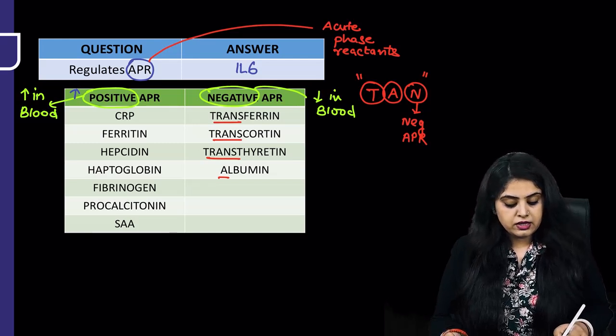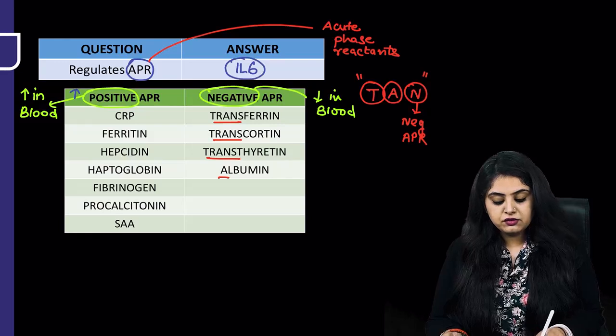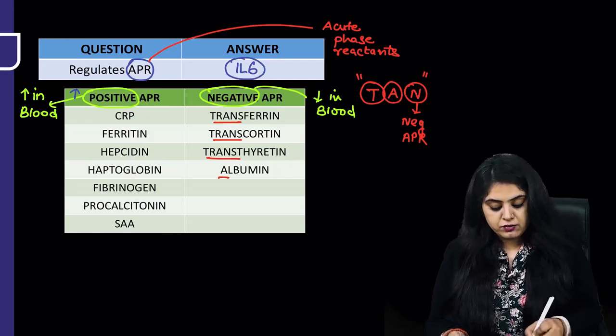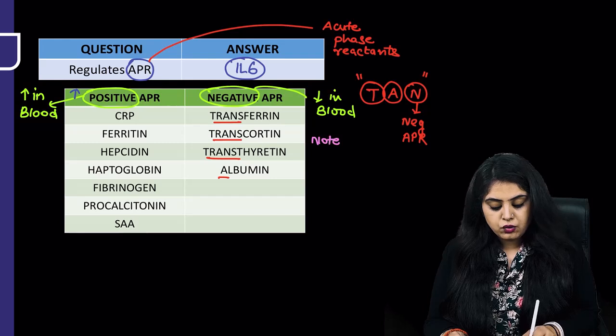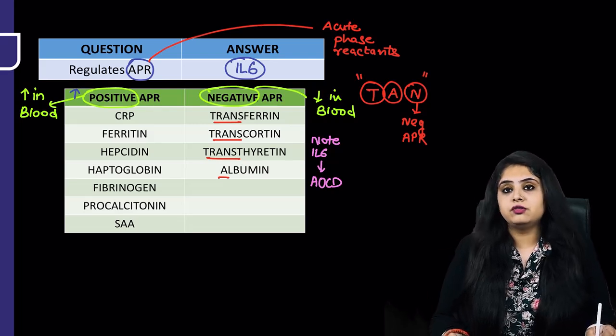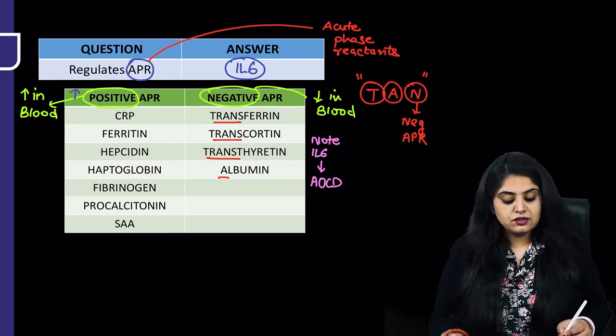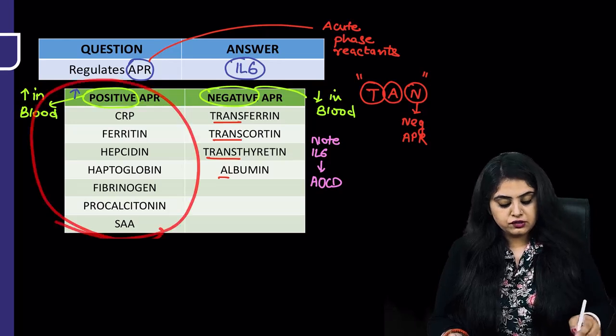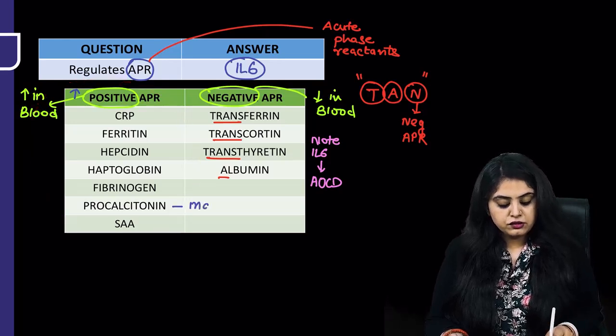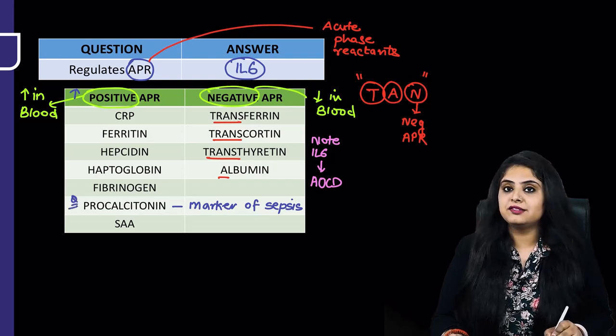Another thing that I want to tell you is that interleukin 6 will have a role somewhere later on, which I'm just writing over here, and that role will be in anemia of chronic disease when we study hematology, which is very important. Another question that is being asked is, out of all of these, which is considered as a marker for sepsis? So procalcitonin has come across as a marker of sepsis. Again, a question that is being asked a lot in pediatrics and medicine.